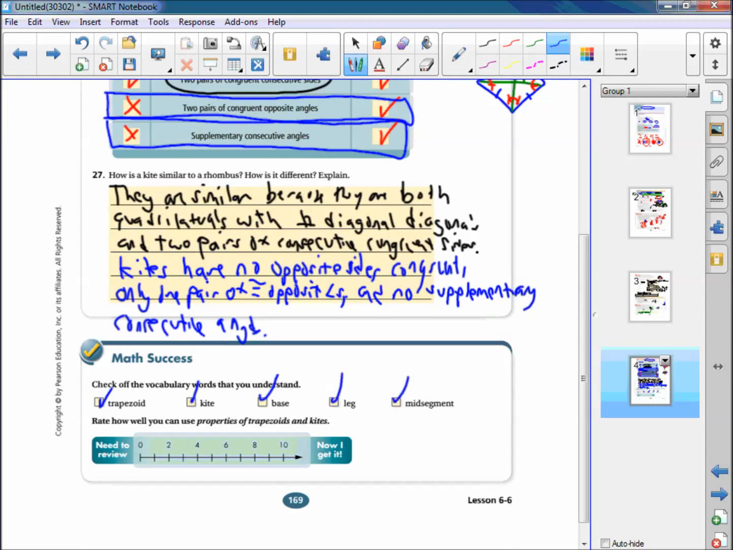All right, so how well can you use the property of trapezoids and kites? As always, if you're not up here, watch the video again. Take some better notes and think about it as you go. It really will help you as we get towards our test coming up very soon. Okay, see you in class next time.